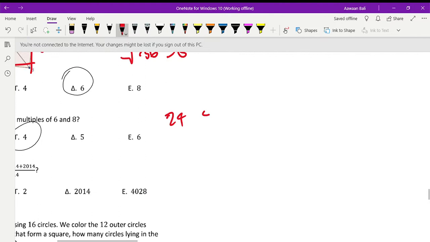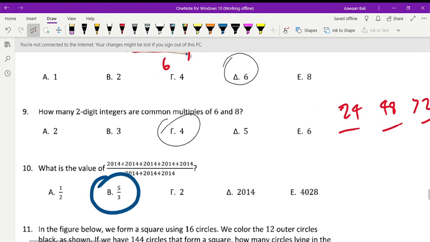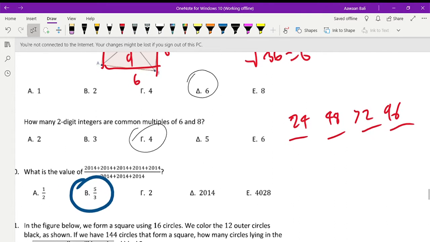But we have 24, 48, and then we have 72, and we have 96. Only 4 possible. We only got 4 of them, and they're all 2-digit numbers. Because they're multiples, that means they're all also common multiples of 6 and 8. And since they're the multiples of the lowest common multiple, we'll have to list every single one. If we did 48, we'd only list this one and this one. If we said the multiples of 72, we would only list 72 itself. But 24 is perfect, listing all 4 numbers, including itself. Therefore, the answer is gamma.